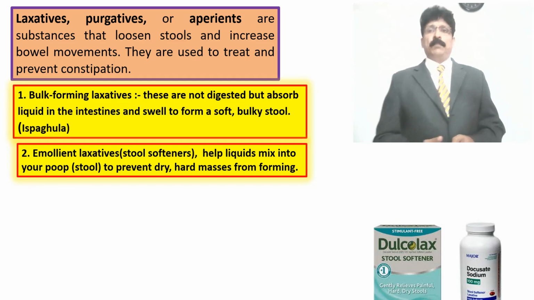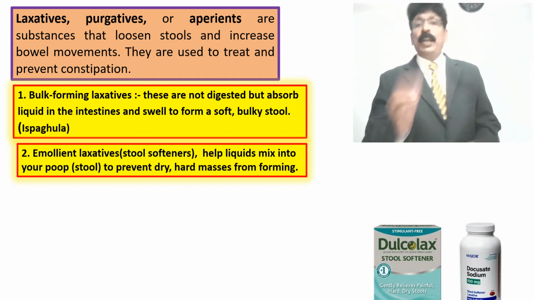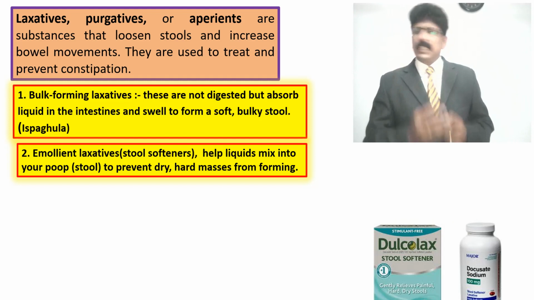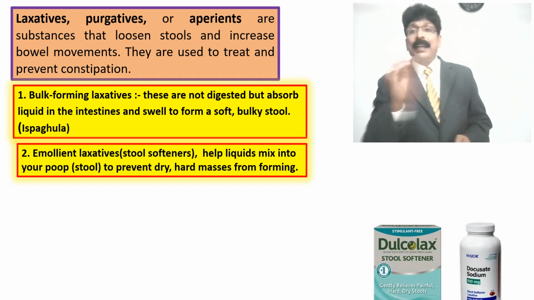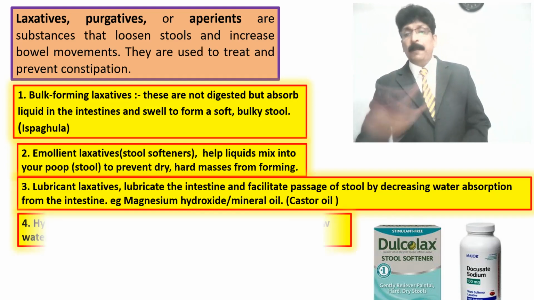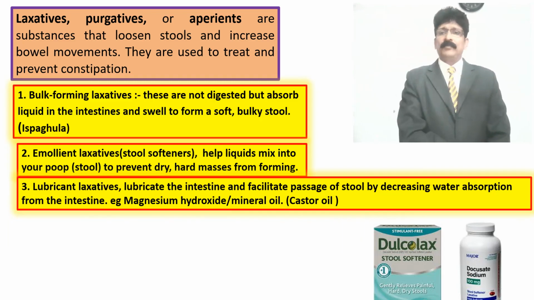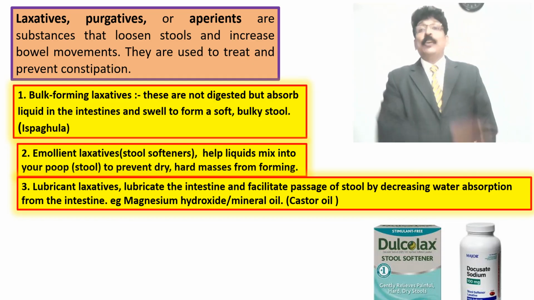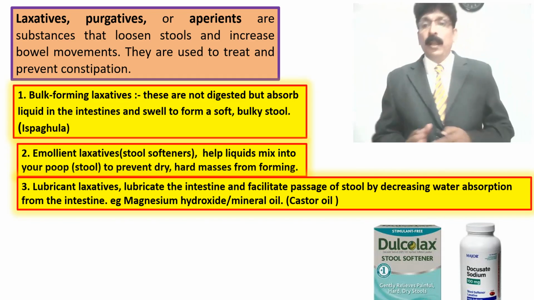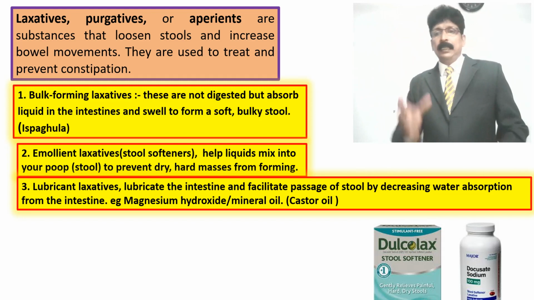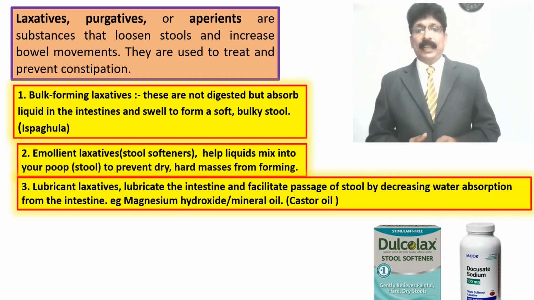Docusate sodium is the main constituent which acts as an emollient laxative. What it will do, it softens the stool by helping liquid mix into the stool to prevent dry, hard mass formation. So number 4, lubricant laxative. It lubricates the intestine and facilitates passage of stool by decreasing water absorption from the intestine. Example, magnesium hydroxide, mineral oil.